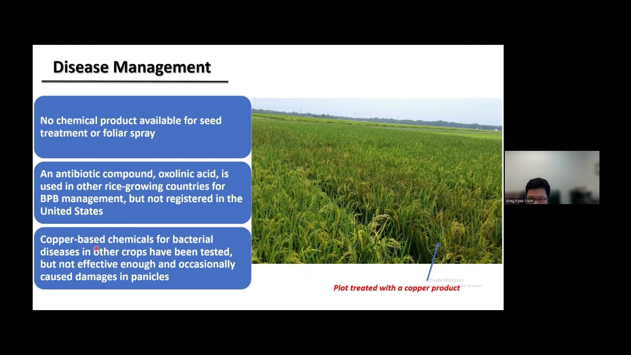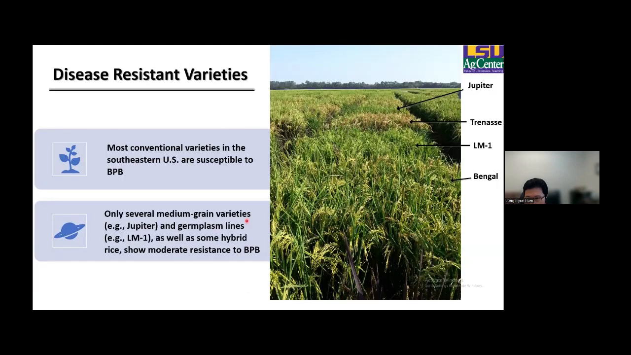So we need to find alternative disease management strategies rather than chemical agents. A probable chemical agent that could work would be copper-based chemicals, but according to our tests, copper-based chemicals caused phytotoxicity in the rice. Rice tends to be very sensitive to copper, so this option may not be recommendable, I think. So we should find an alternative approach to disease management. One of them is to develop more resistant rice varieties.